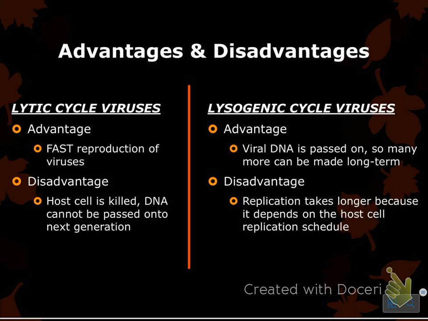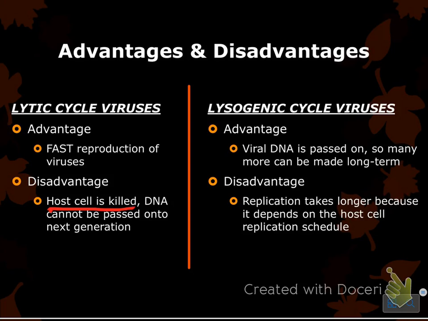So let's look at advantages and disadvantages. So lytic cycle viruses, the advantage, it's fast reproduction. This is why when you get a cold or the flu, it hits so fast, because these viruses are just continually attacking, and then they just produce more and more and more. The disadvantage, back to this host cell again, the host cell is killed. So DNA cannot be passed on. It's kind of like back to the beginning of the year talking about fitness of an individual. So the host cell is killed, so the DNA is not passed, and as a result, the disease really doesn't continue on. That's why a cold or a flu is a short-term thing.